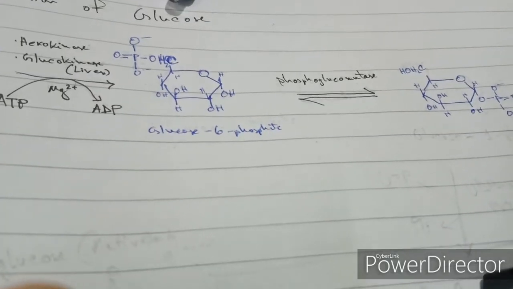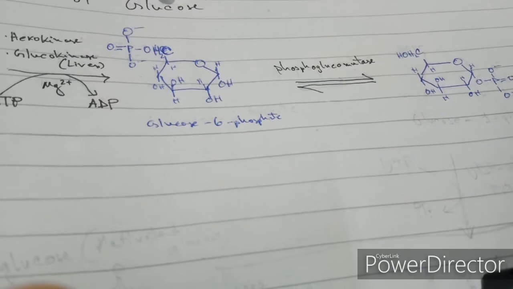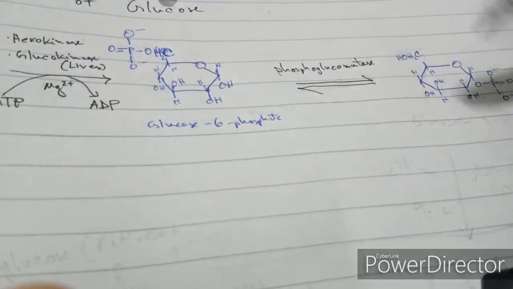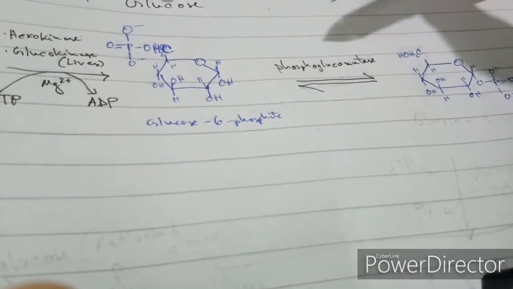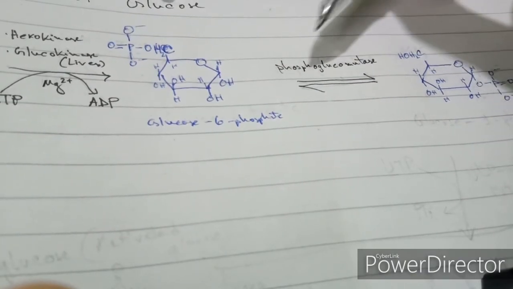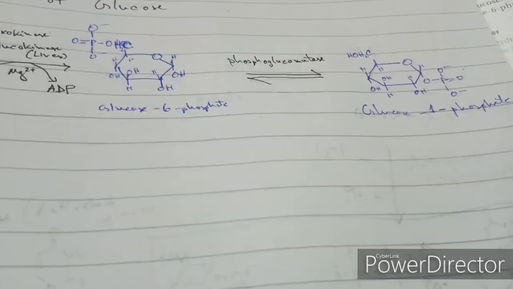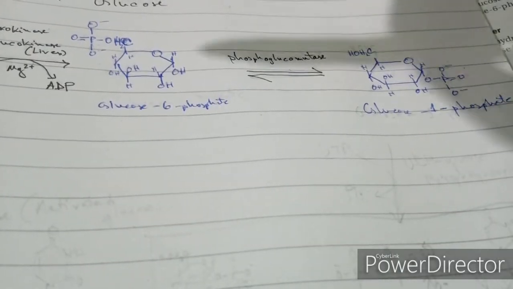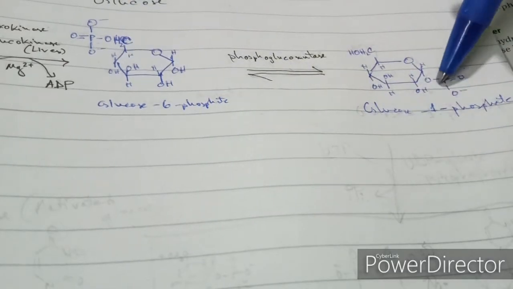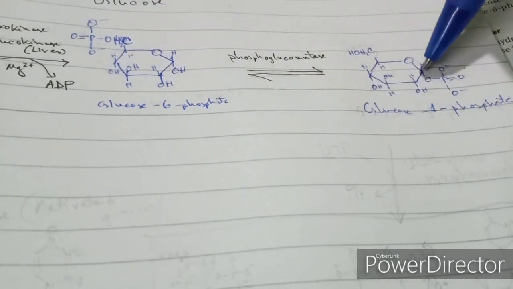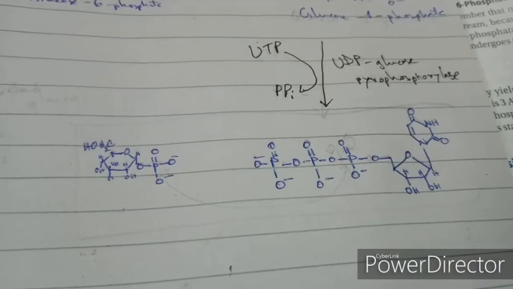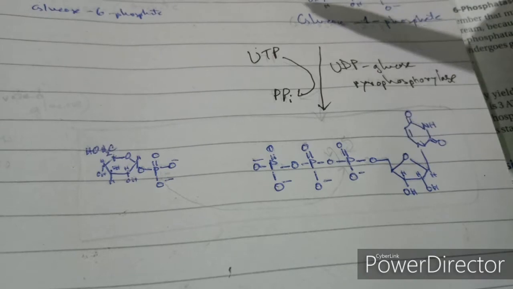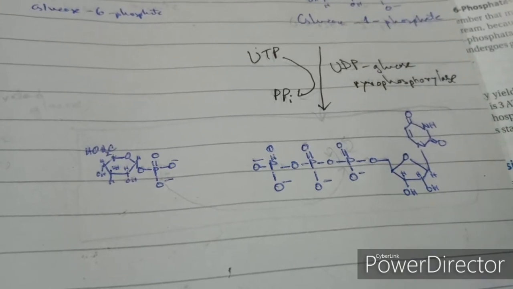In this reaction, glucose 6-phosphate forms glucose 1-phosphate, and this is reversible, conducted by the enzyme phosphoglucomutase. Here the phosphate group has changed position from carbon 6 to carbon 1. I have tried to show the pathway by which this reaction occurs.